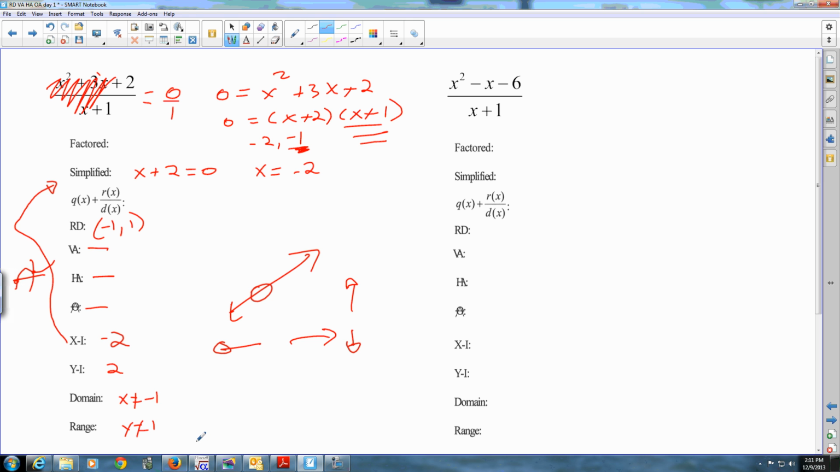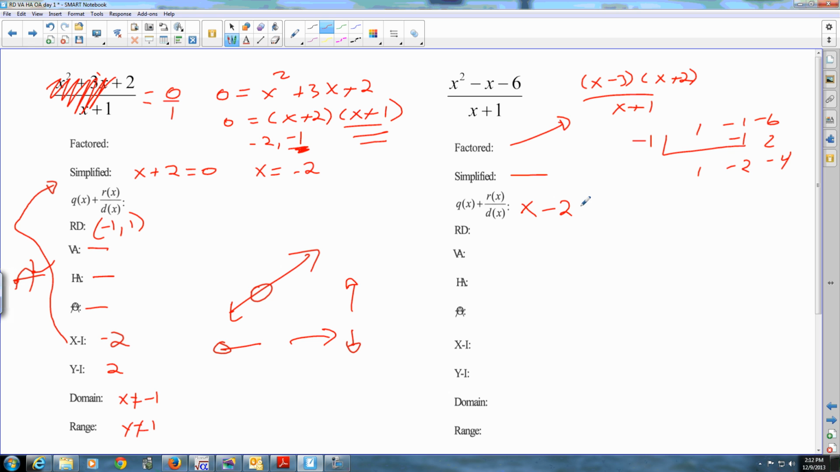Okay. Let's try this one. Factored form. So that would be x minus 3, x plus 2 over x plus 1. Nothing cancels out, so that's what you got. Simplified form, there isn't one because nothing cancels. So now it says divide the sucker. So -1, 1, -1, -6, 1, -1, -2, 2, -4. So you've got x minus 2 minus 4 over x plus 1. You don't have a hole because nothing cancels.